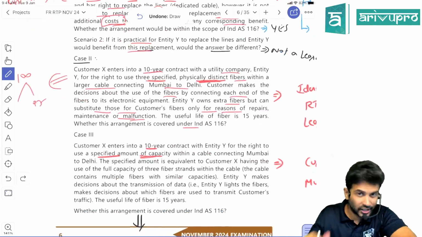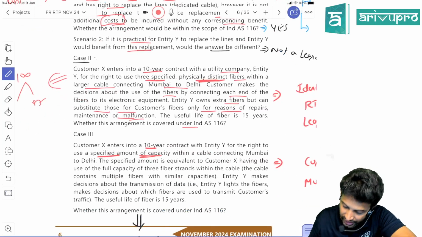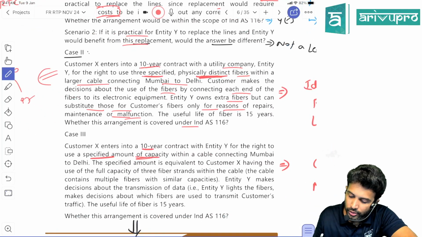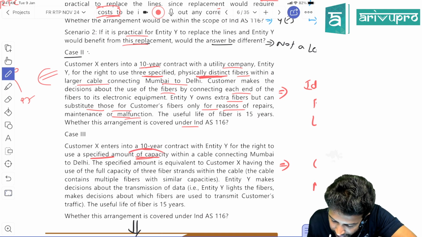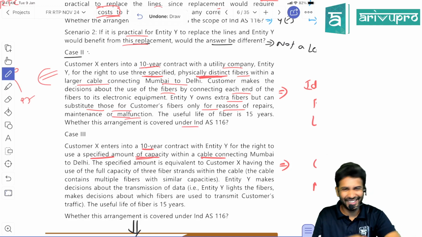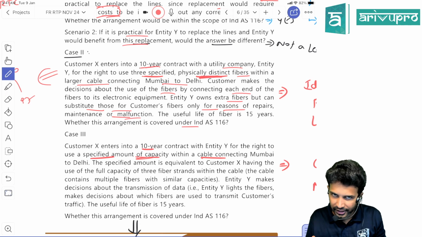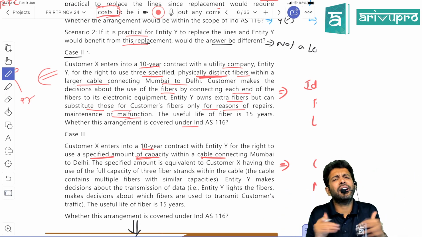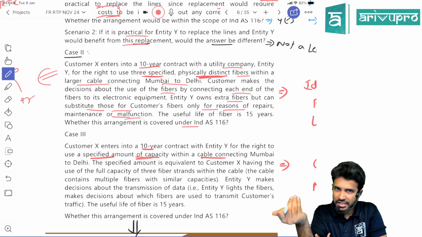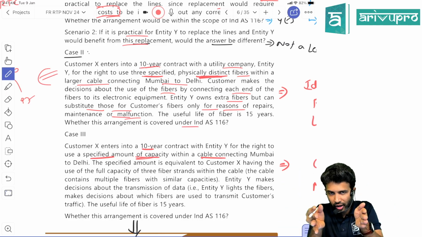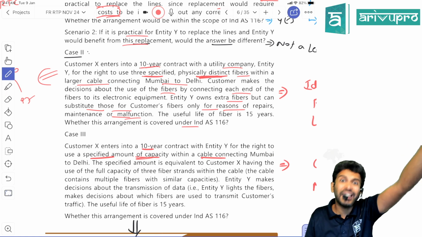Now what they're trying to say is that it is not a specific cable leased out. Entity X enters into a 10-year contract for the right to use a specified amount of capacity within a cable, right? So obviously, let's say one cable has a capacity to transmit about 1000 GB of data. One customer is saying, I need only 100 GB of data, meaning only 10% of capacity we have leased out. So one cable we have leased out to many users.